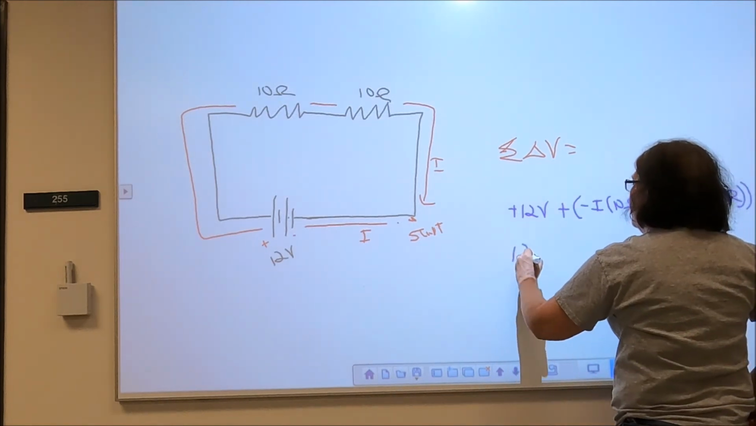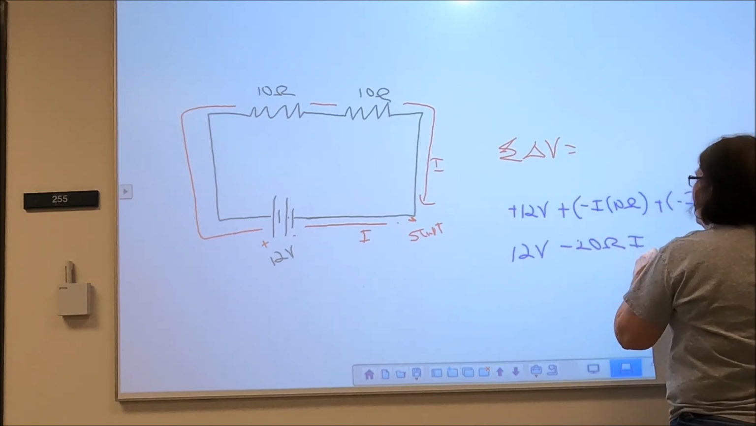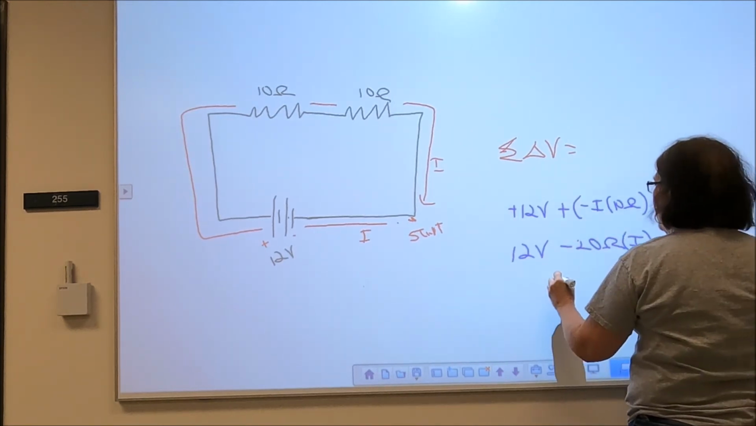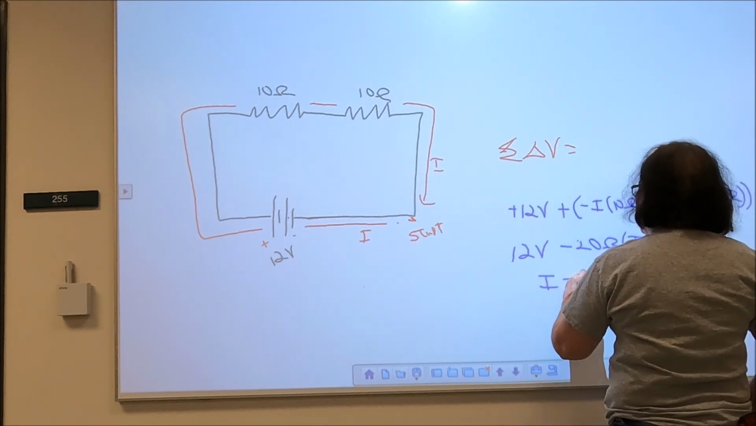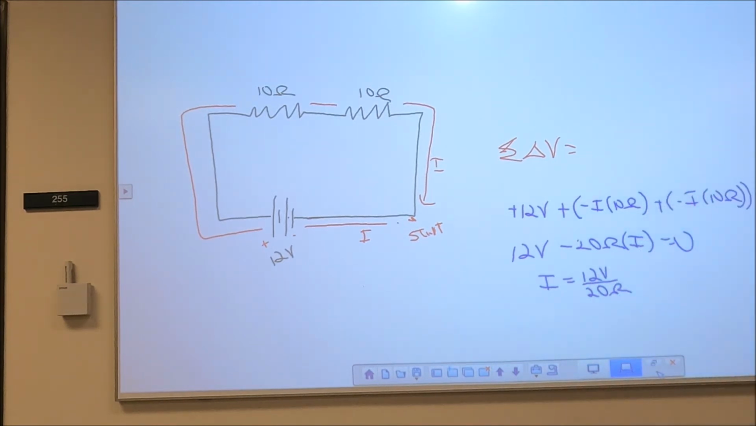So I have 12 volts minus 20 ohms times I is equal to 0. So I is going to be 12 volts divided by 20 ohms. So 12 divided by 20 is 0.60 amps. Okay, and I have it drawn in the right direction. So pretty straightforward.